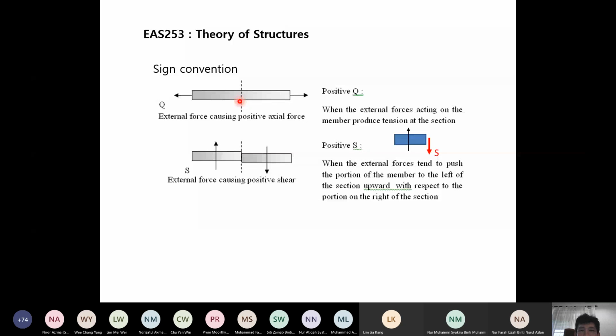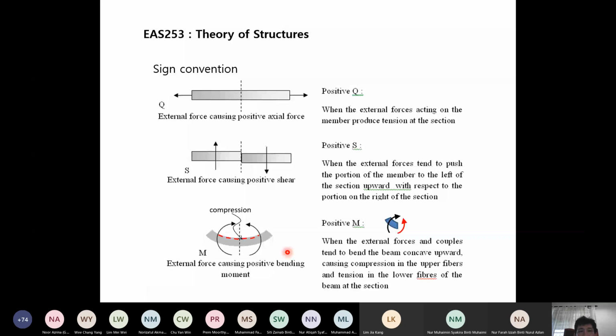So next, positive M has a meaning. Positive M means these external forces are causing positive bending moment, meaning that if I have a beam and the moment is positive, following the positive direction that we assume, the beam will bend upward like this. The beam will bend upwards at that particular section. If it is the other way around, if the bending moment that we get is negative, it will bend downwards. Okay, so bend upward or bend downwards.